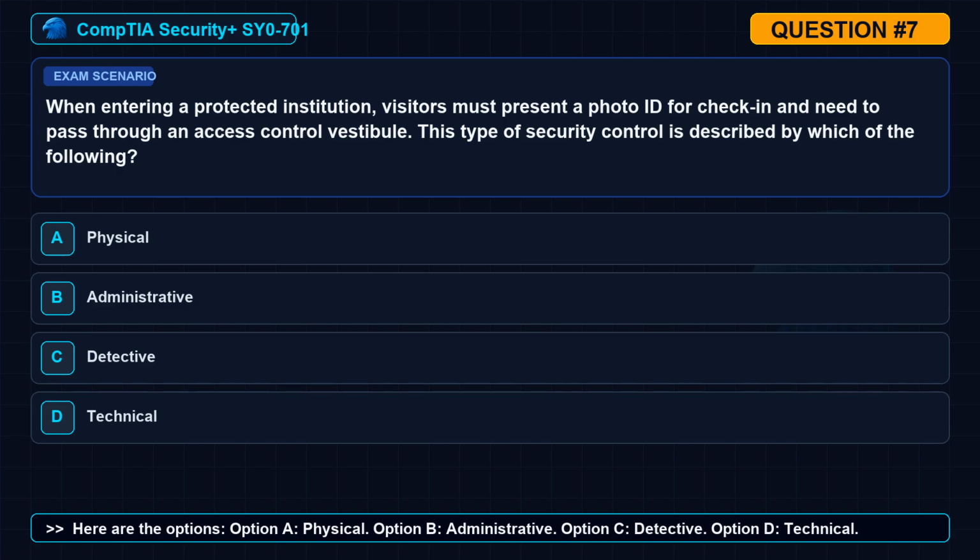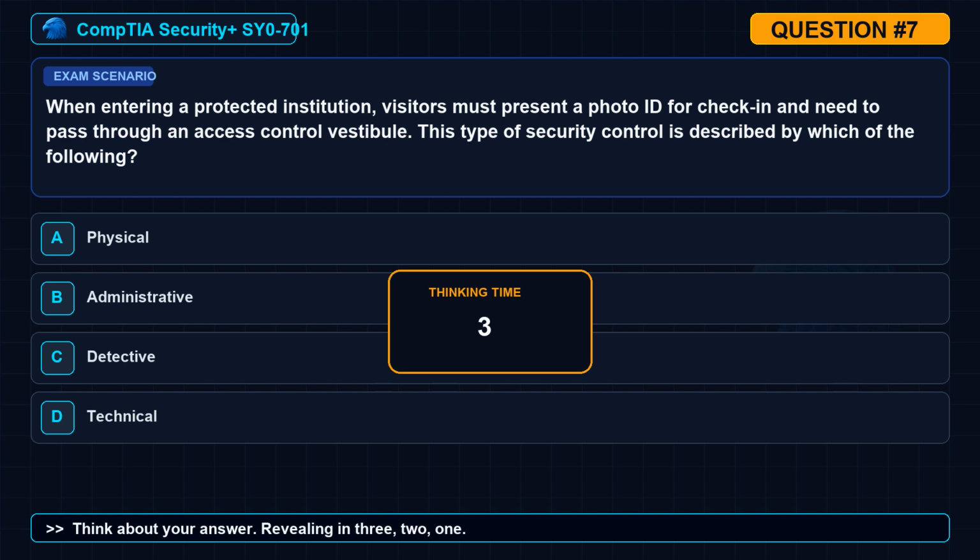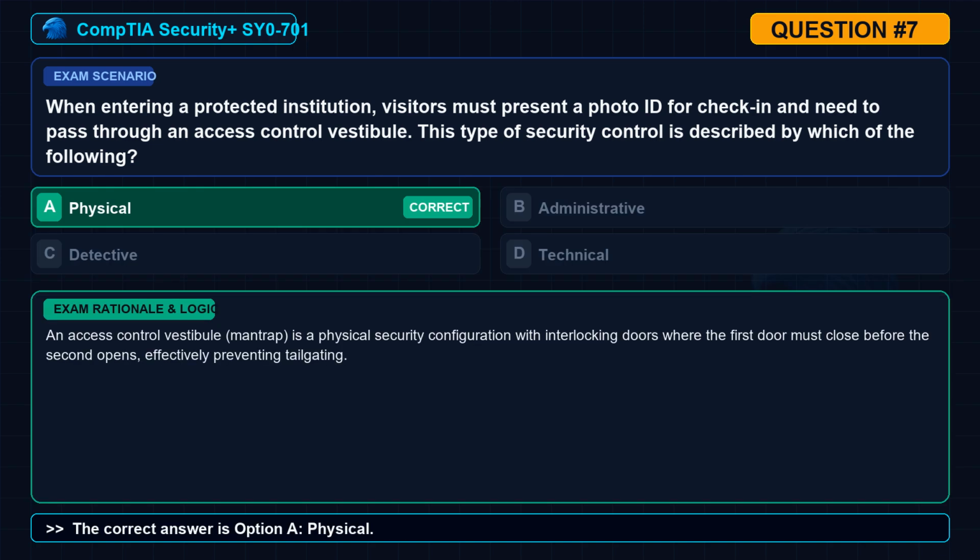Here are the options. Option A, physical. Option B, administrative. Option C, detective. Option D, technical. Think about your answer. Revealing in 3, 2, 1. The correct answer is option A, physical.